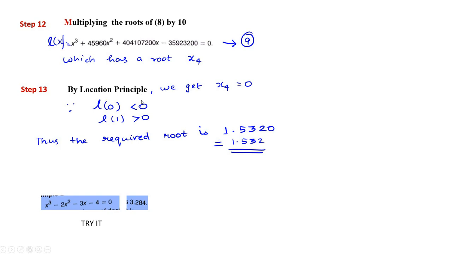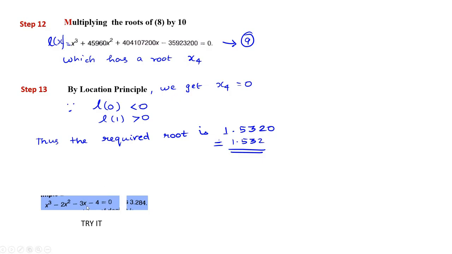So by location principle, we get x4 to be 0. Because if you name this as L of x, L of 0 is negative, L of 1 is positive. So we cannot round it off. So you have the root to be 1.532.